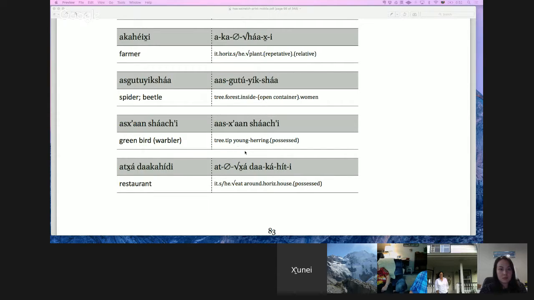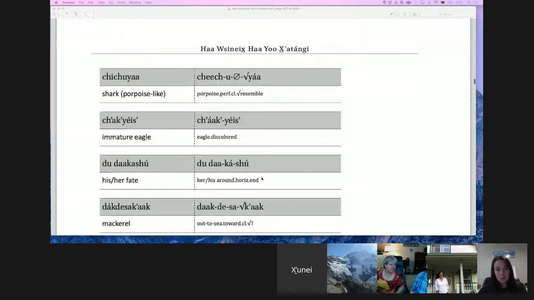Askanshachi. And so sometimes you get weird combinations, and maybe there's something different too. A lot of these are the best guesses that I could get looking through a number of different resources, primarily Jeff Lear's Tlingit Stem List, which is a wonderful resource. Learn how to use it. And then atcha dakahiti. So there's dakahiti, which is the house around something. And then you can have atcha, koch, dana, a bunch of different things on there.